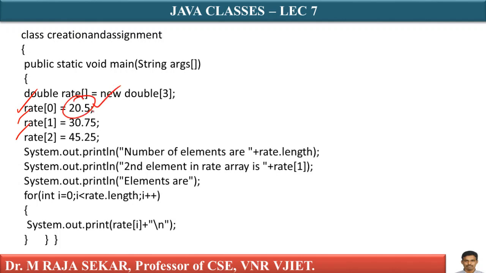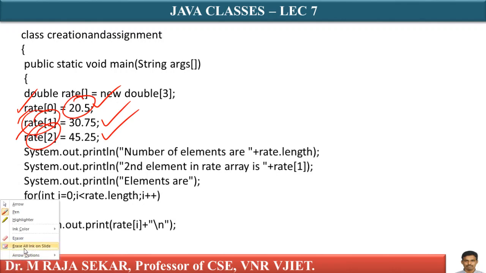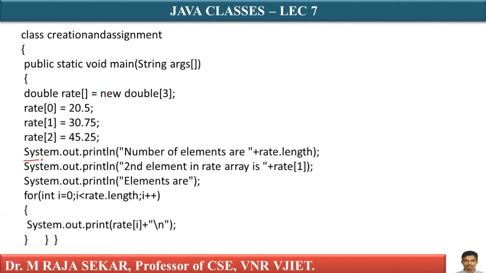Rate of 0 I will store 20.5, rate of 1 30.75, rate of 2 45.25. That's what it says, isn't it? What it says, system.out.println. This one is a message. What is this message? It is in double quotes. Just observe double quotes. If I say something in double quotes, it will display as it is.